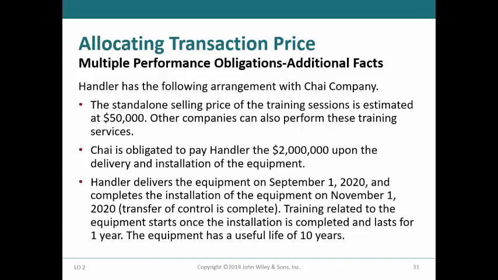Kai is obligated to pay Handler the $2 million upon delivery and installation of the equipment. Handler delivers the equipment on September 1st, 2020 and completes installation on November 1st, 2020, at which time transfer of control is complete. The training related to the equipment begins when installation is completed and lasts for 1 year.